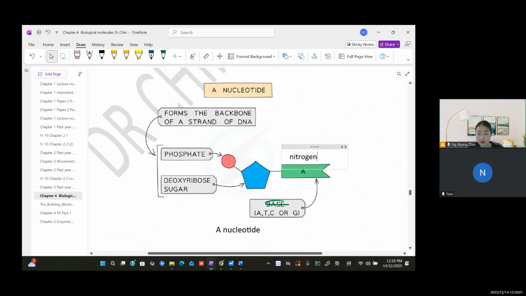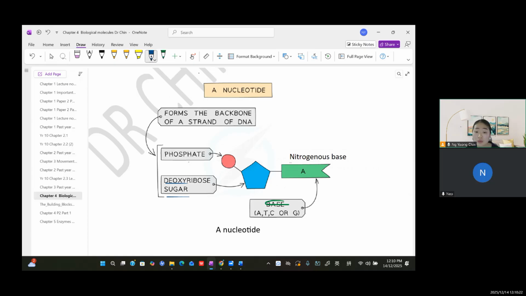A nitrogenous base, made from the ATCG. And then you have a pentose sugar, which is a 5-carbon sugar. So this one is a pentose sugar, okay? We call it what? Deoxyribose sugar. This deoxyribose sugar is in the DNA, so that's why it's called deoxy. So this is a pentose sugar, it's a 5-carbon ring, right?